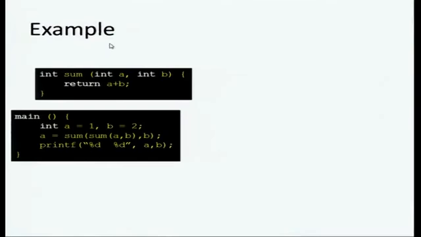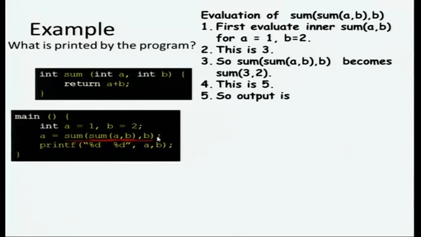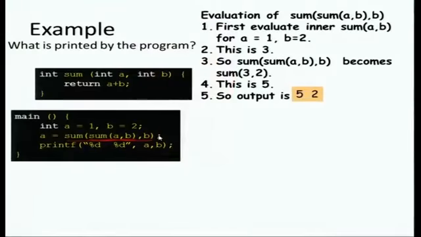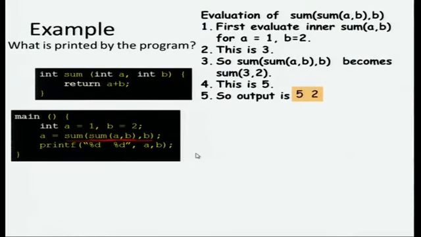Now let us try a slightly more elaborate program. What happens if you have sum of a, b, and then sum of that with comma b? In this case, what will happen? First evaluate the inner function, sum of a, b. So a is 1 and b is 2. That will return 3. Then you add b again to it. b is 2. So you have 5 as the total sum. The complete output is that a will be assigned 5 and b is still 2.